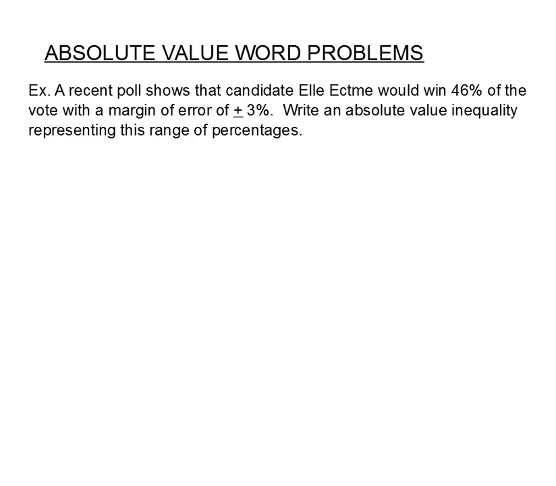All right, let's take a look at some absolute value word problems. It says, a recent poll shows that candidate Ali Ekmi would win 46% of the vote with a margin of error of plus or minus 3%. I think we've seen this in the past. This is really common for news agencies to describe how popular a candidate is using this kind of numbers. So I want to write an absolute value inequality representing this range of percentages.